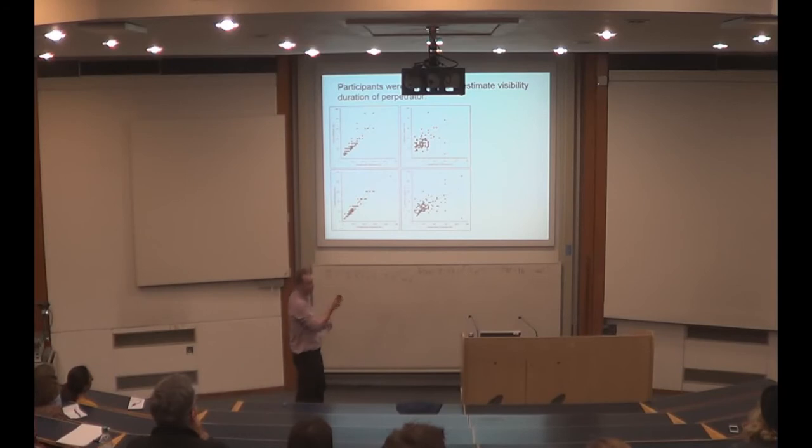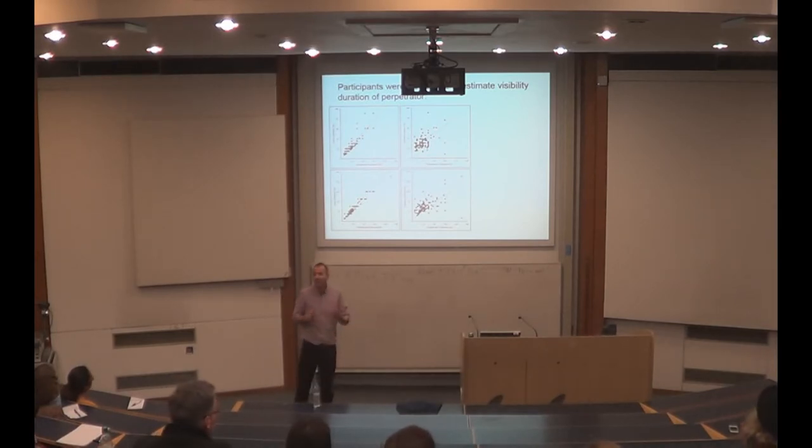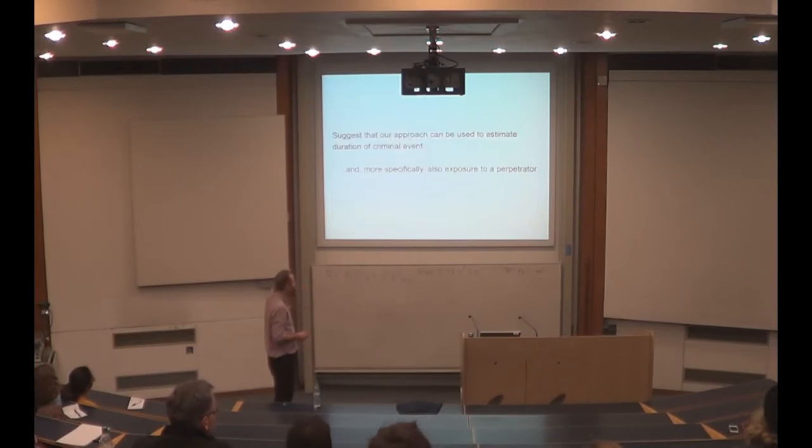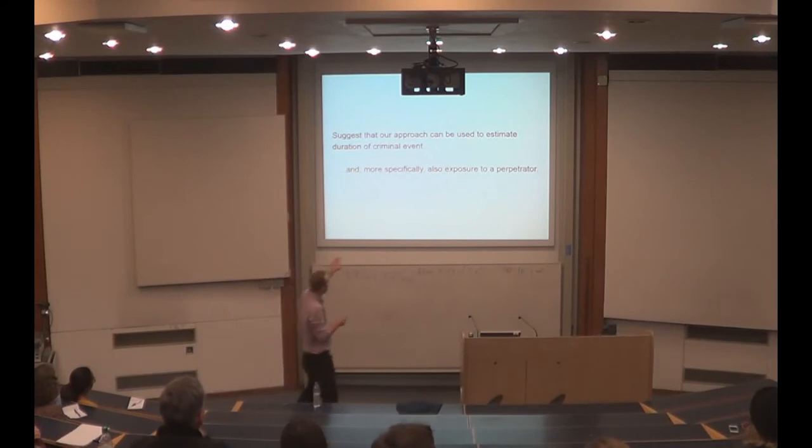Okay? And again, you can see you get correlations in every case. Of course, these correlations here are particularly neat because people aren't going to say that they saw the perpetrator for longer than the duration of the video. That wouldn't make sense, that would be illogical. But the bottom line is, again, you get this sort of consistency in estimates across participants. So what I guess I'm trying to tell you is that this simple approach could be used to estimate the duration of a criminal event, and more specifically, also exposure to a perpetrator.